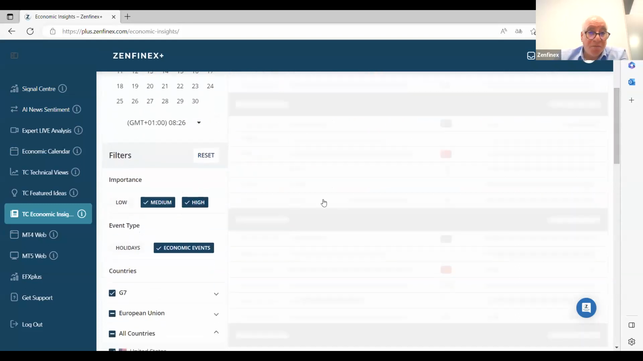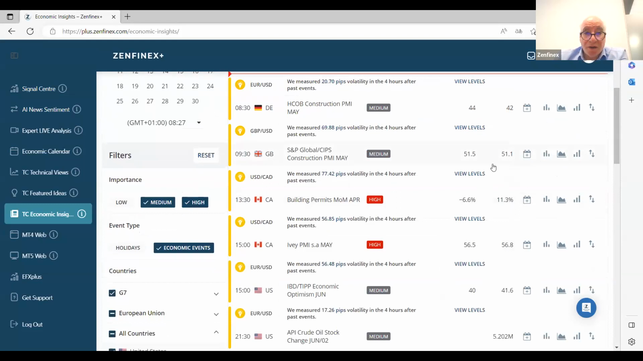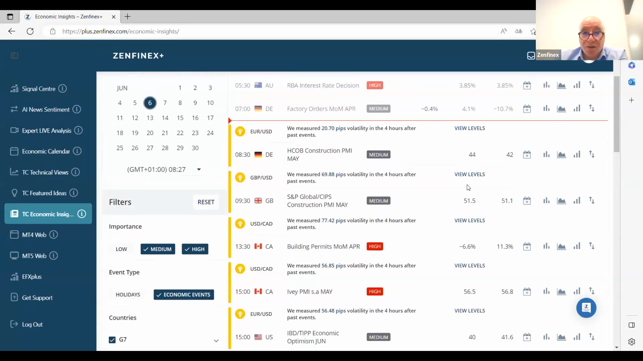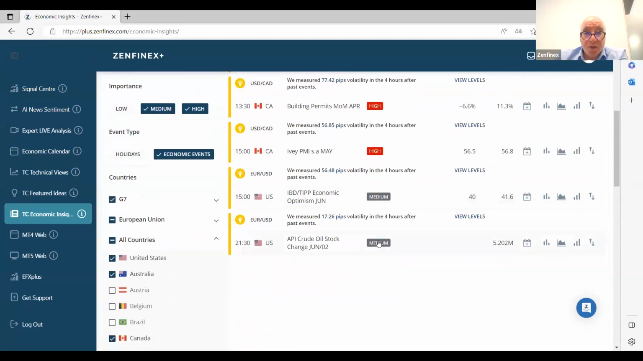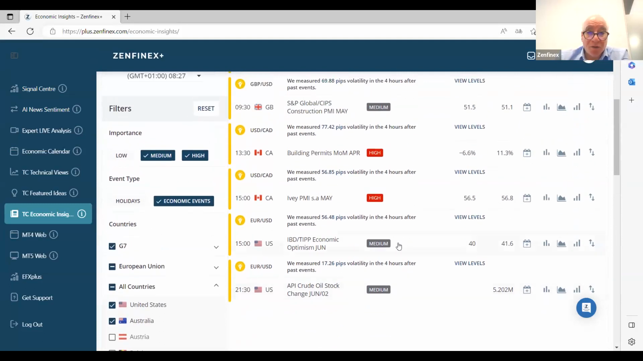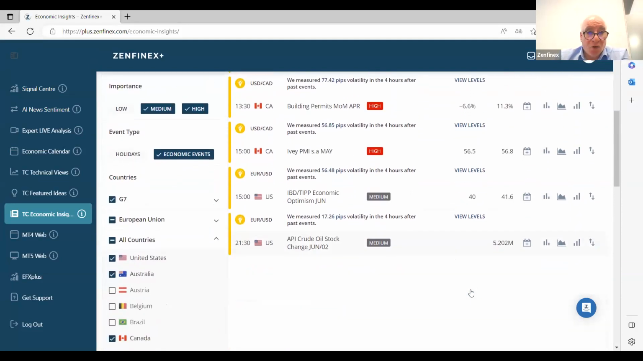I'll go to the medium news filter. Let's see if there's anything else that might help us pick direction. So we've got some crude, API crude stock. Usually the news that comes out on a Wednesday at 3:30 London time is much more impactful for oil prices. Yeah, not much going on.